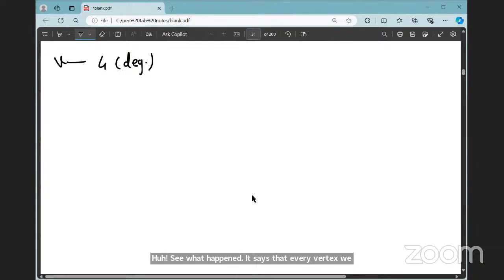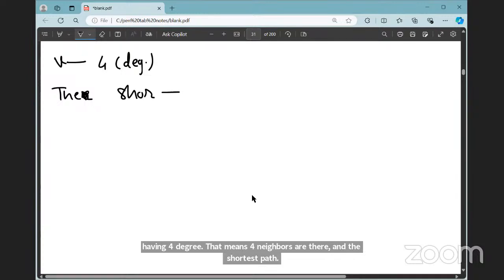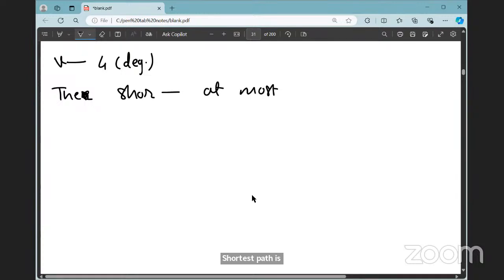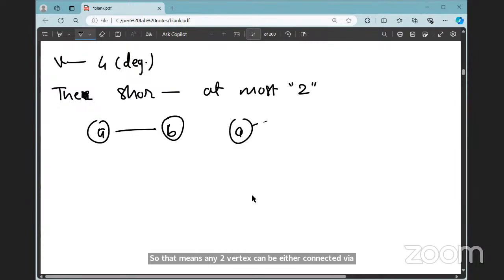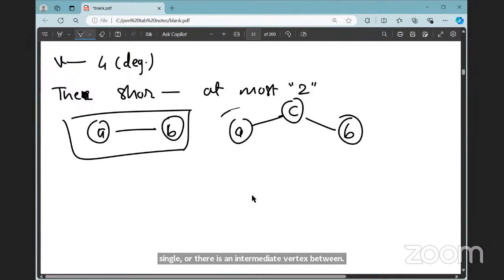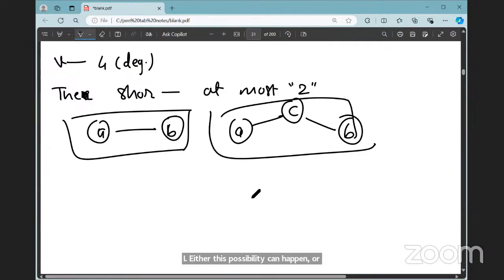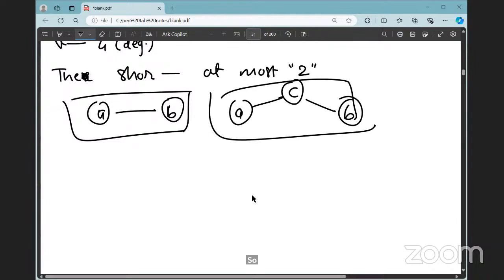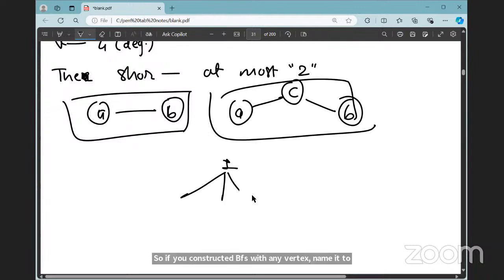See what happened. It says that every vertex V has degree 4, that means 4 neighbors are there, and the shortest path has length at most 2. So that means any two vertices can be either connected via a single edge, or there is an intermediate vertex between them. Either this possibility can happen or that one. So if you construct a BFS tree from any vertex, let's name it 1. Vertex 1 has 4 neighbors, that means 2, 3, 4, 5.